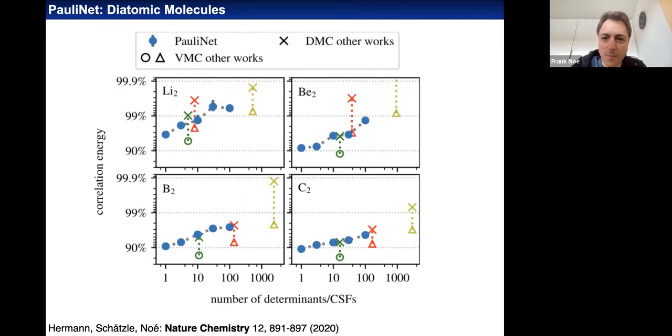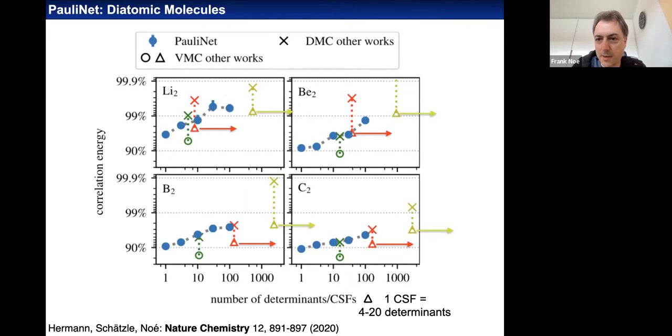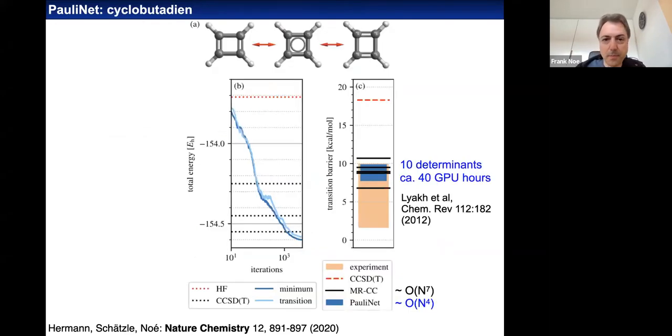And here you see for small systems that we can approach very high accuracy solutions that can otherwise be obtained with standard quantum Monte Carlo method, with a factor 100 less matrix determinants than standard variational Monte Carlo, and with comparable accuracy as diffusion Monte Carlo.